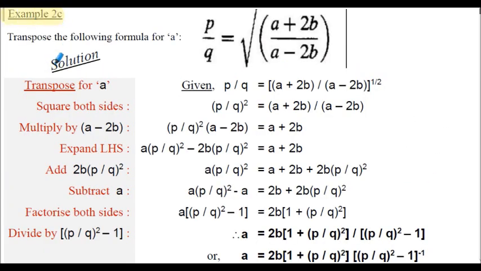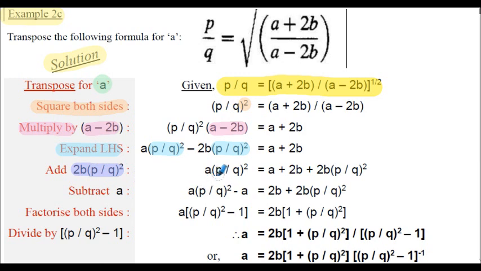So, example 2 solution. We're asked to transpose the formula for A. Notice I have used the one-line format here purely for conciseness of the slide in this particular case. To commence the transposition process, I square both sides of the equation. Then let's multiply throughout by the bracket A minus 2B, shown here. I expand the left-hand side, shown here. I add 2B multiplied by, in the bracket, P divided by Q all squared, to both sides of the equation.